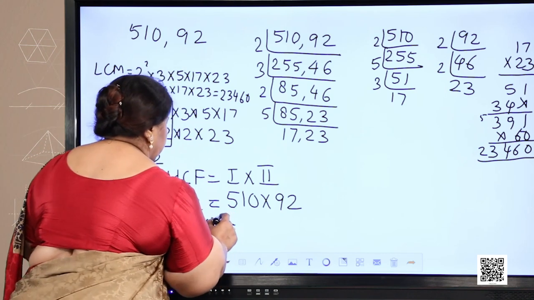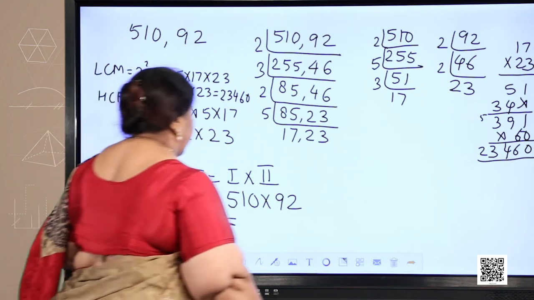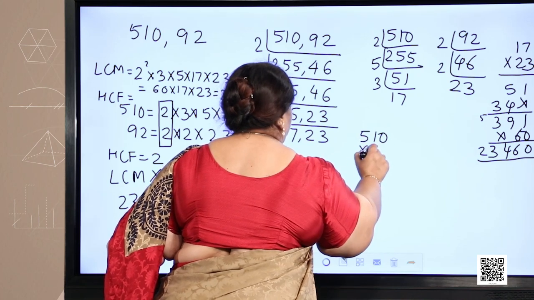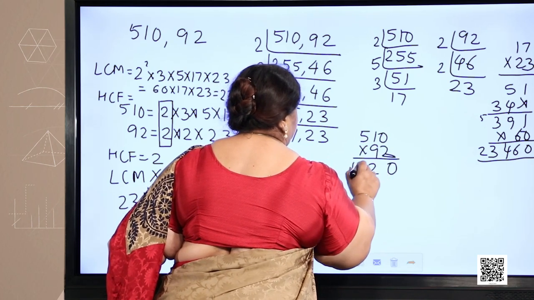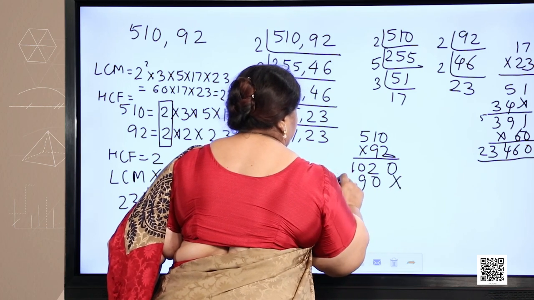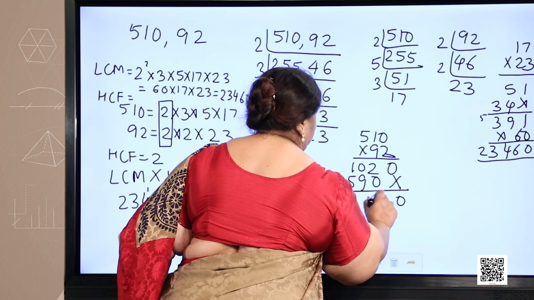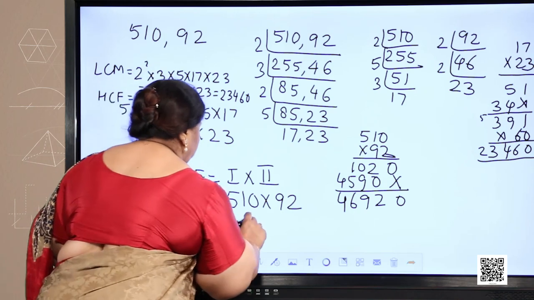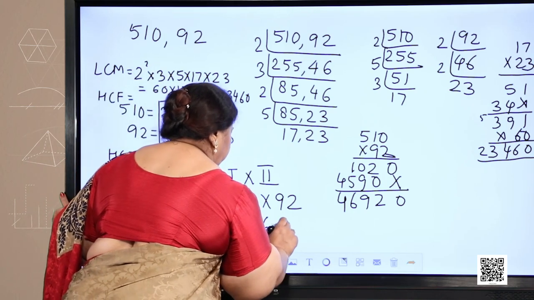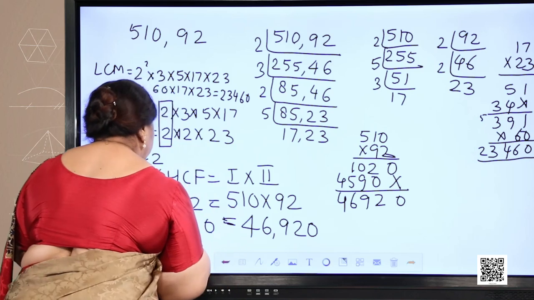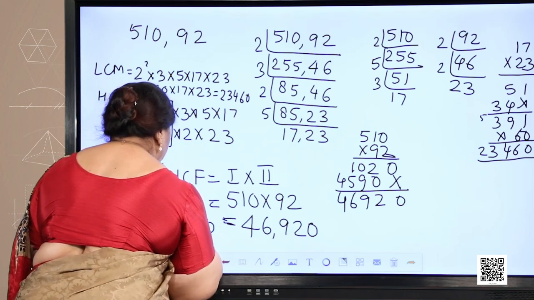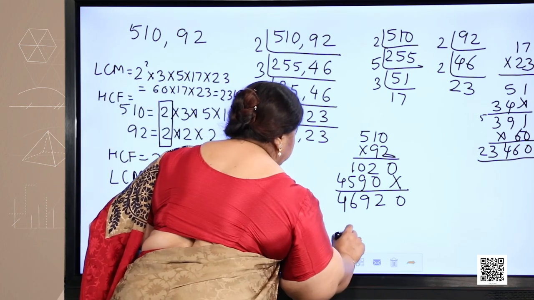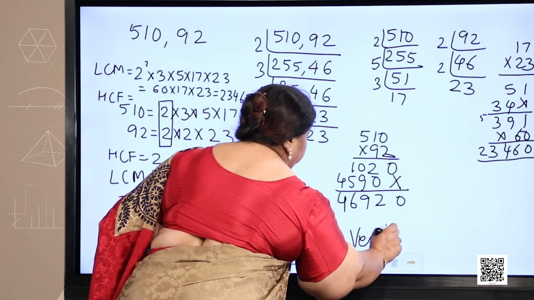Let us see what is 510 and 92 on multiplication. Yes, I am getting LHS is equal to RHS, 46,920. We see that LHS is equal to RHS, and hence our important result is verified.